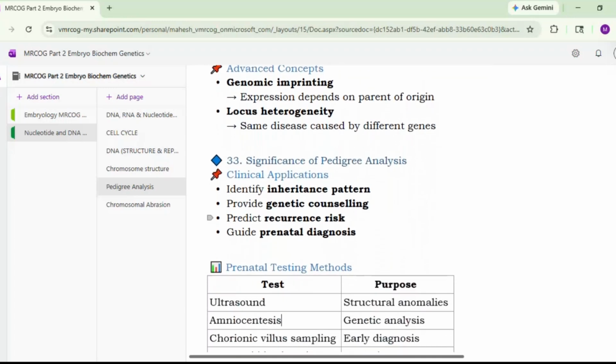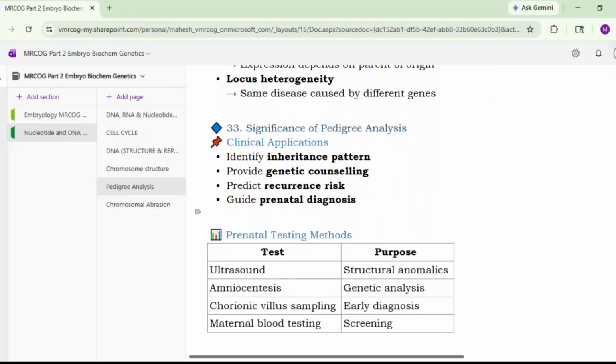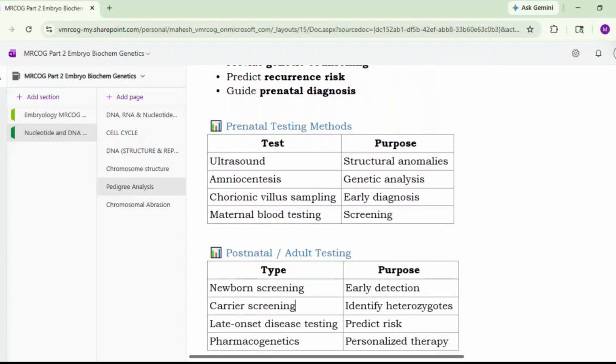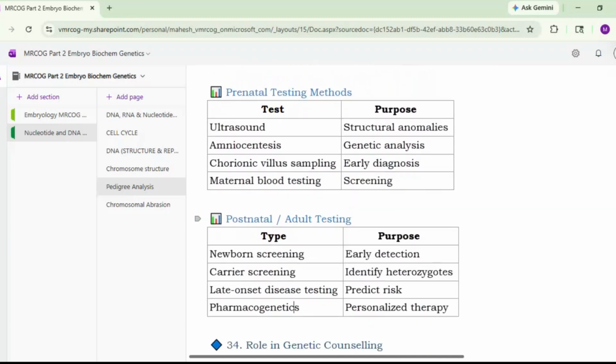So the significance of pedigree analysis is to identify the inheritance pattern, provide genetic counseling, predict recurrence risk, and guide prenatal diagnosis. So what are the prenatal testings which are available? Ultrasound will detect the structural abnormalities. Amniocentesis will detect the genetic analysis. Chorionic villus sampling will tell us about the early diagnosis, and maternal blood testing is done for screening purposes.